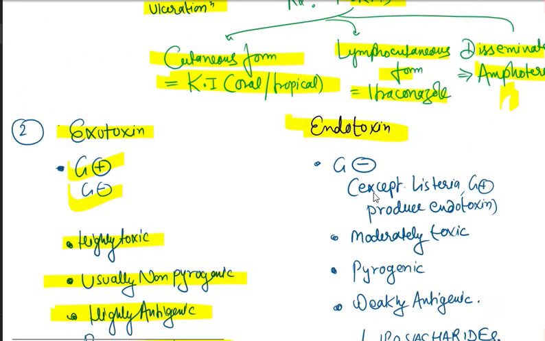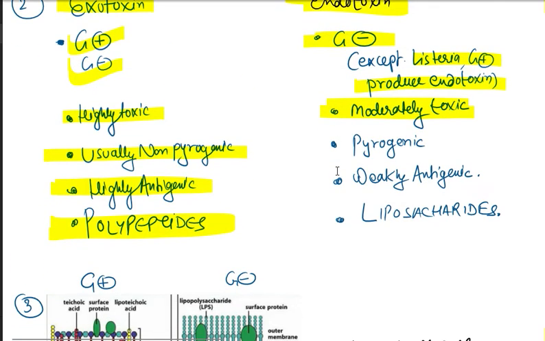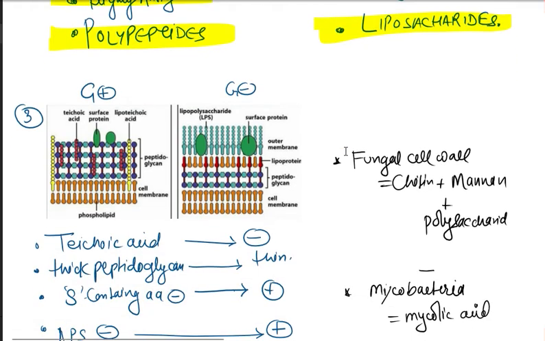Okay, what is endotoxin? This is usually produced by gram negative bacteria, except only one, Listeria, which is gram positive and produces endotoxin. Endotoxin is moderately toxic. It is pyrogenic and weakly antigenic, and lipopolysaccharide is the component of the endotoxin.